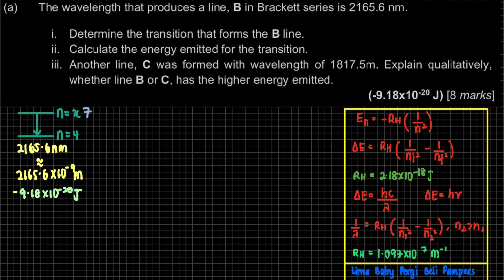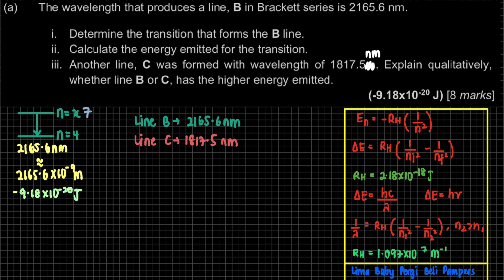Question 3 Roman. Another line C was formed with a wavelength of 1817.5. Here supposed to be nanometer. Question 3 Roman. Another line C was formed with a wavelength of 1817.5 nanometer. Explain qualitatively that the line B or C has the higher energy emitted. So for the line B, we have 2165.6 nanometer. Line C, we have another wavelength. So here I mentioned that explain qualitatively which of the line has the higher energy.